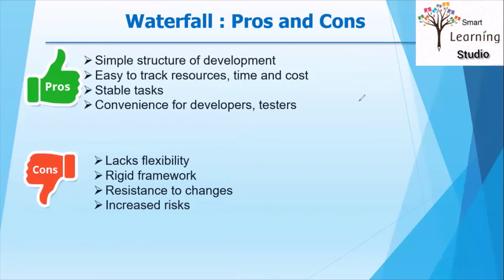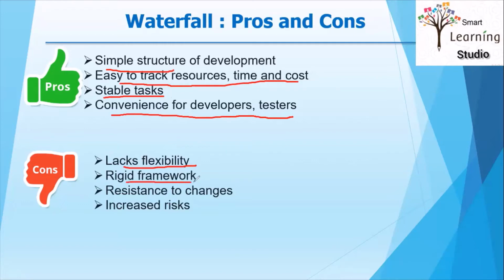Pros and cons of the waterfall method. It is very simple, as you can see. Very easy to track resources, time and cost. It gives stable tasks. It is very convenient for developers and testers. What are the cons? Lacks flexibility. It has a rigid framework, resistance to changes, and increased risks. So we can see that this is a very simple method, generally useful for very large projects, but it is very rigid. Changes are not easy in this project.